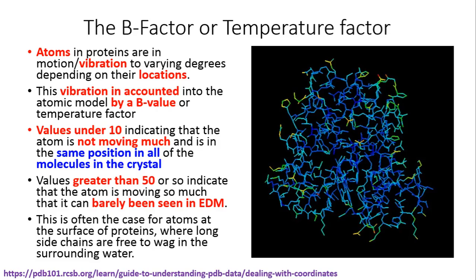Okay, so this is often the case for atoms. The atoms which have a B factor higher than 50 are usually the atoms that are present on the surface of the protein. Okay, and usually these are the side chains of amino acid residues that are longer in length. We'll say, for example, the arginine group or the lysine group, where the side chains can wag in the surrounding water. Okay, they can move in the surrounding water. Such side chains have a higher B factor.